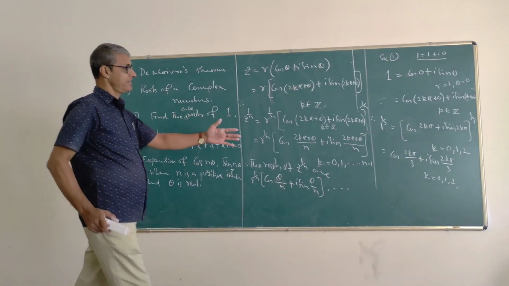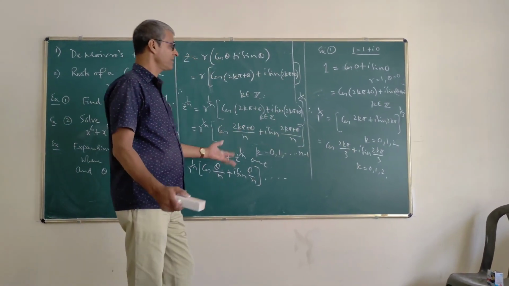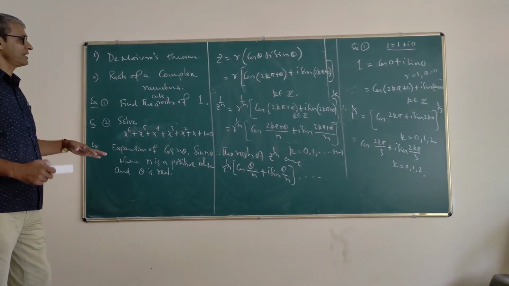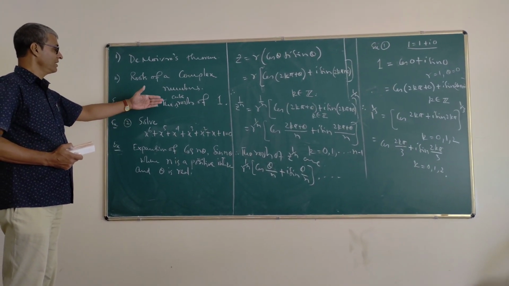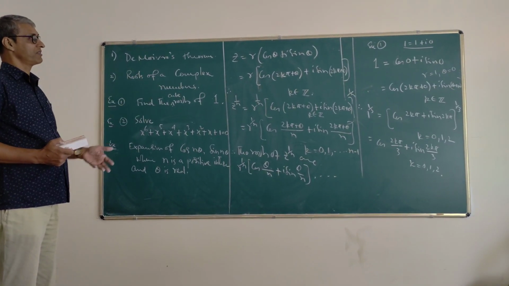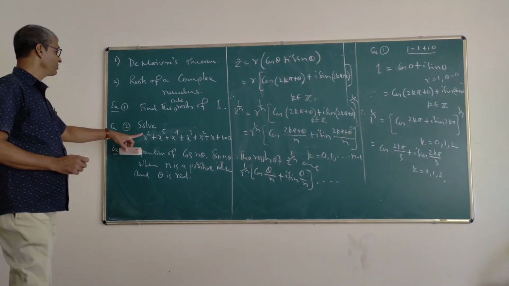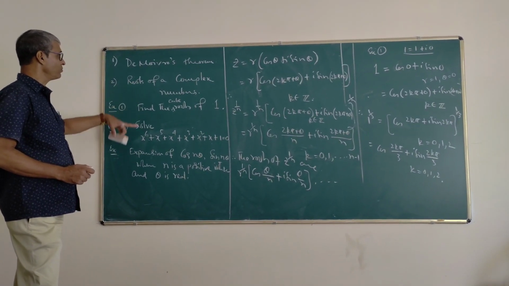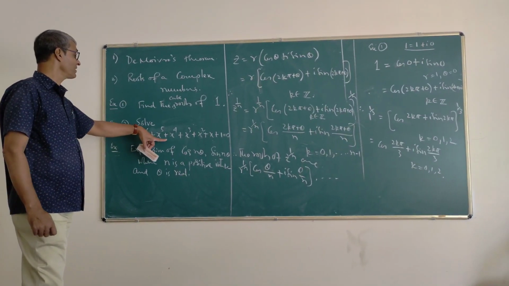Now we apply this method to find the cube roots of unity. You can take any complex number and find its roots, whatever it may be, maybe the 6th root, etc. With the help of roots of a complex number, you can also solve this type of problem. How can you solve it?